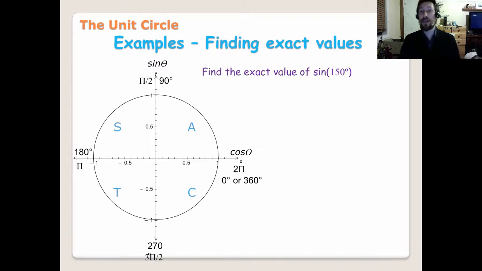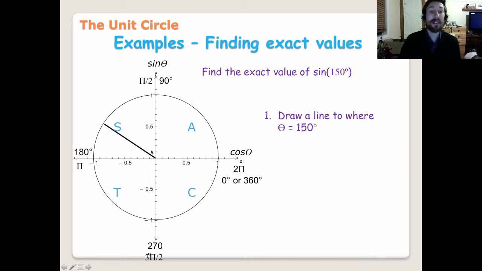Now it says find the exact value of sine of 150 degrees. So the very first step that we need to do is draw a line to where 150 degrees is. So where's that going to be? Well, it's going to be in the second quadrant, isn't it? Because 150 degrees is of course more than 90, but it's less than 180. So therefore this angle here is 150 degrees.